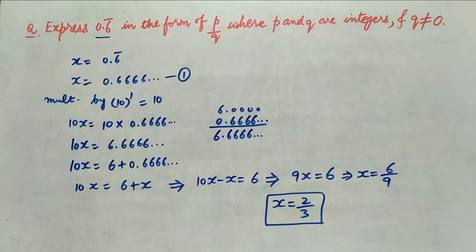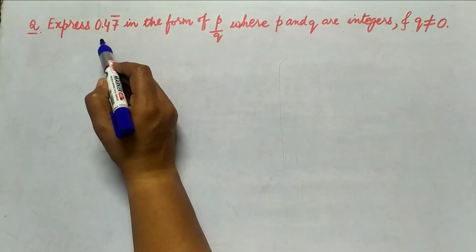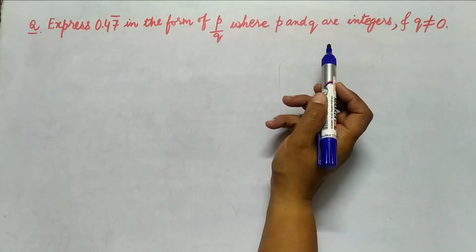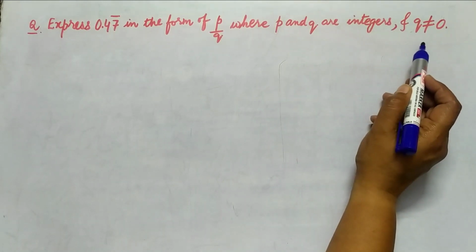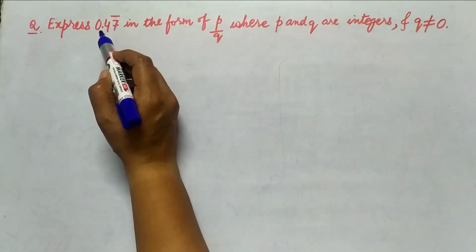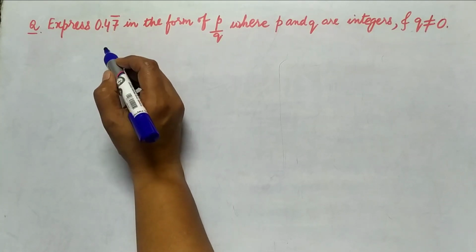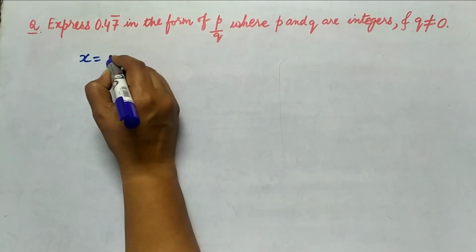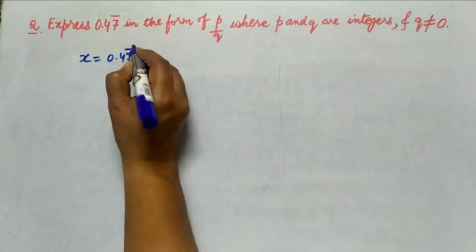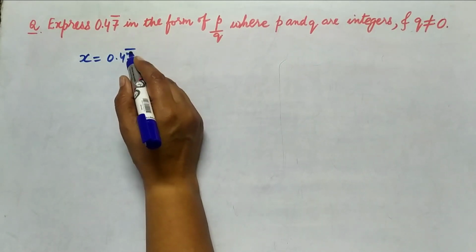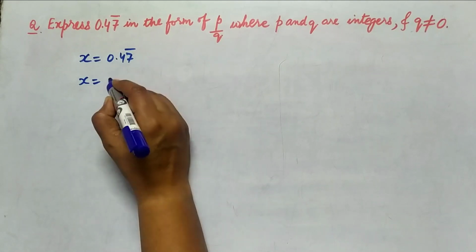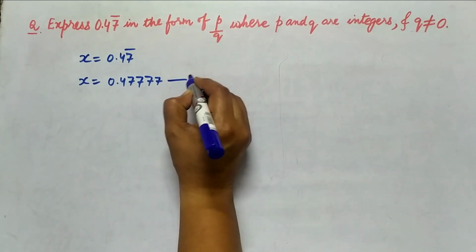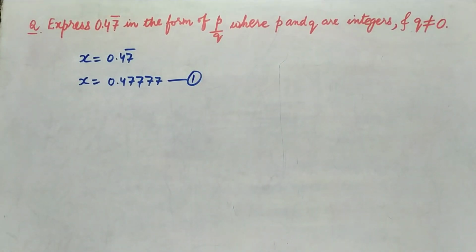Let us do one more sum. The question is, express 0.47 bar in the form of p by q, where p and q are integers and the denominator q is not equal to 0. We have to convert 0.47 bar into rational form. The starting is the same. We write the given number as x. x is equal to 0.47 bar, and bar means repetition. We write a few digits of 7 and call this equation number 1.